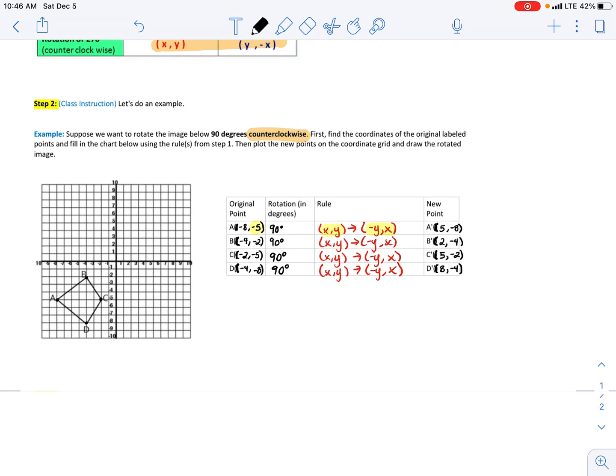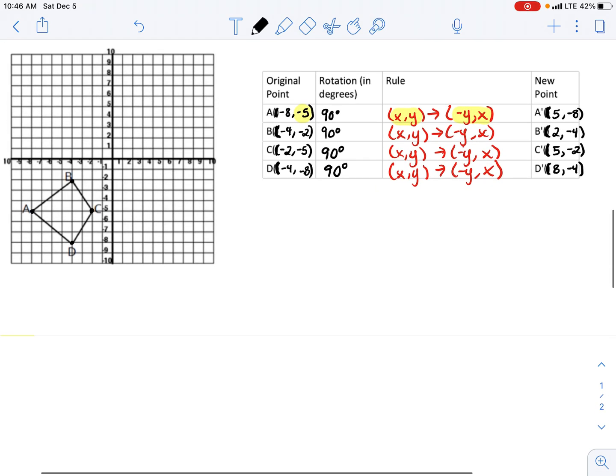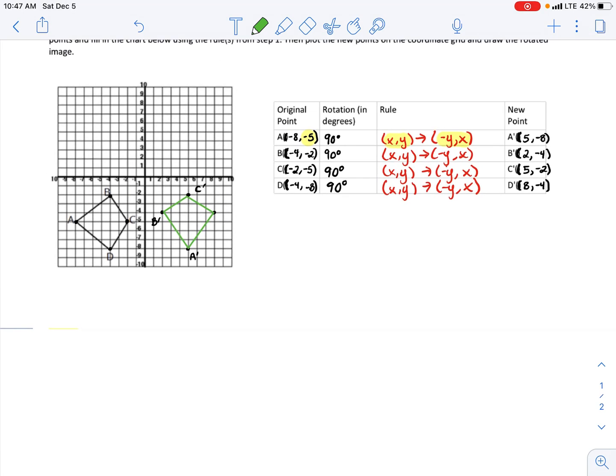Okay, now that I have the points, I'm going to plot these coordinates onto the grid here. A prime is 5, -8. B prime is 2, -4. C prime is 5, -2. And then D prime is 8, -4. I'm going to draw this in green here, just so you can see it more clearly. Okay, and so this is my rotated shape counterclockwise 90 degrees.